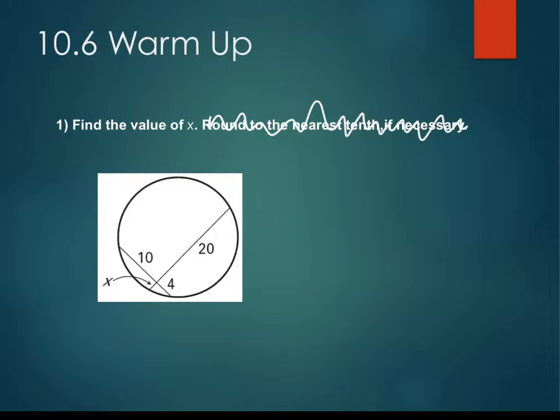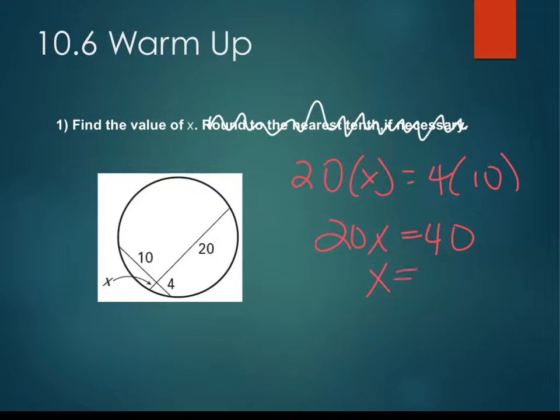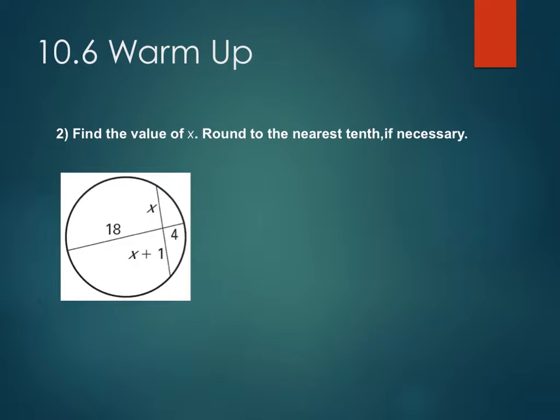Two chords. So if the two chords intersect, then the products of their segments equal each other, right? So this would be 20 times x would equal 4 times 10. 20x would equal 40, and x would equal 40 divided by 20, which is 2. Questions on that one?